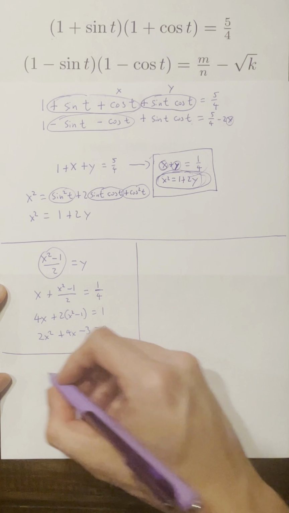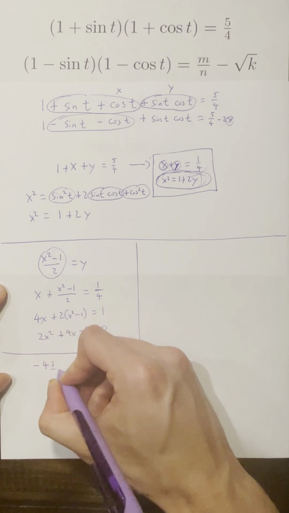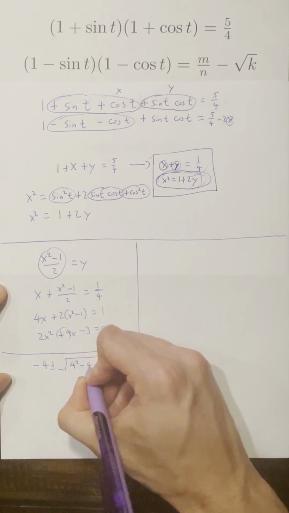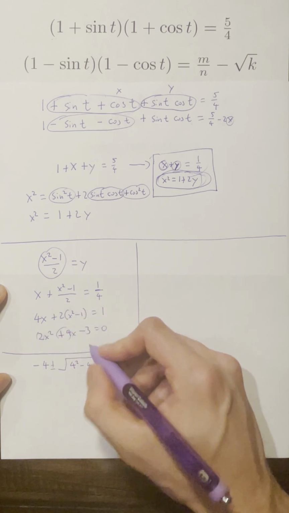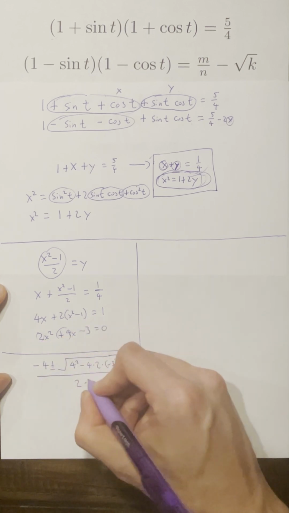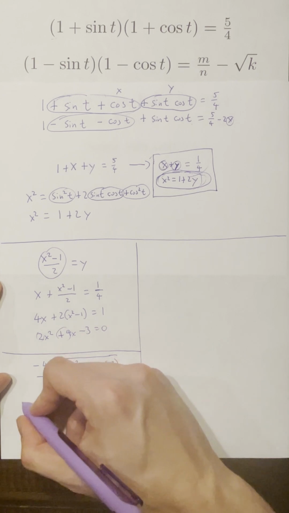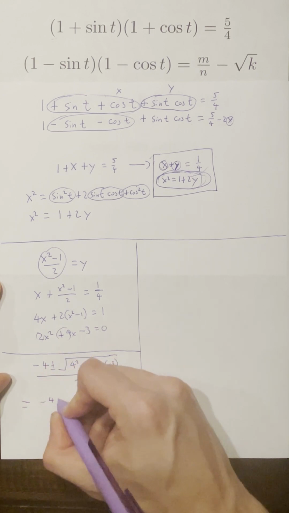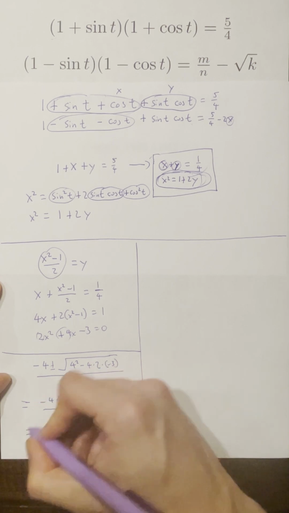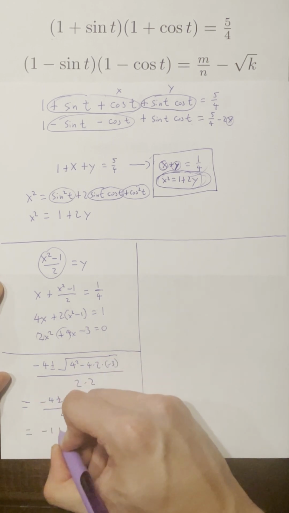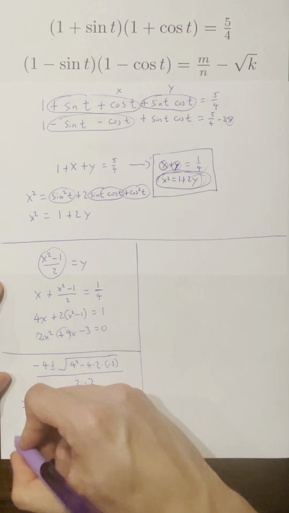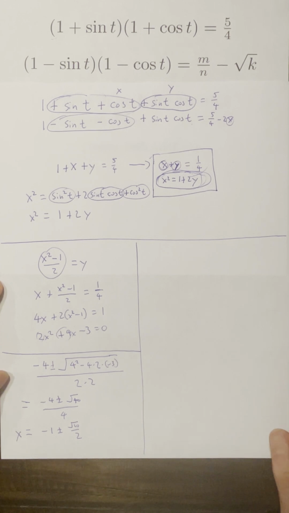Okay, so it's going to be negative b plus or minus square root of b squared, so 4 squared, minus 4 times a times c, over 2 times a. Okay, so this is going to be negative 4 plus or minus root 40 over 4, and that's going to be equal to negative 1 plus or minus root 10 over 2. So these are the two possible values for x.